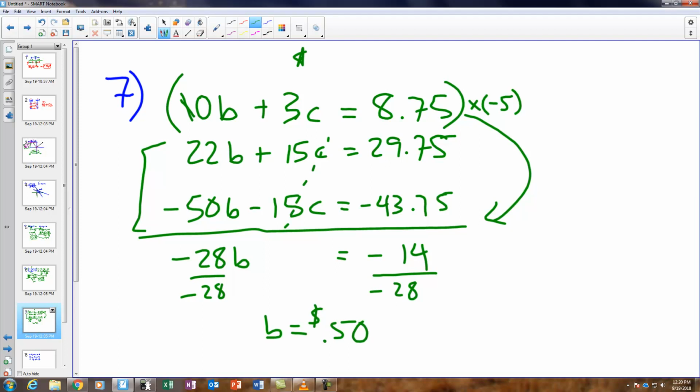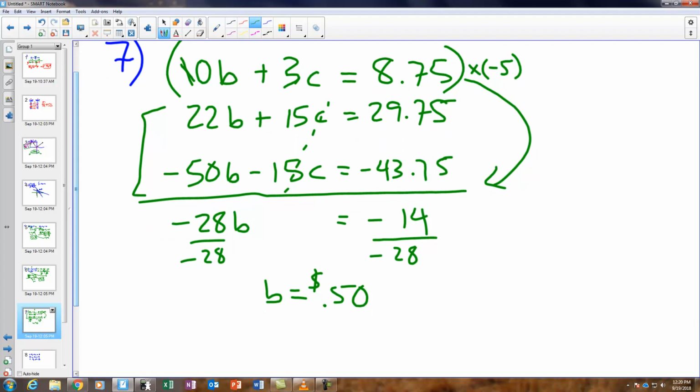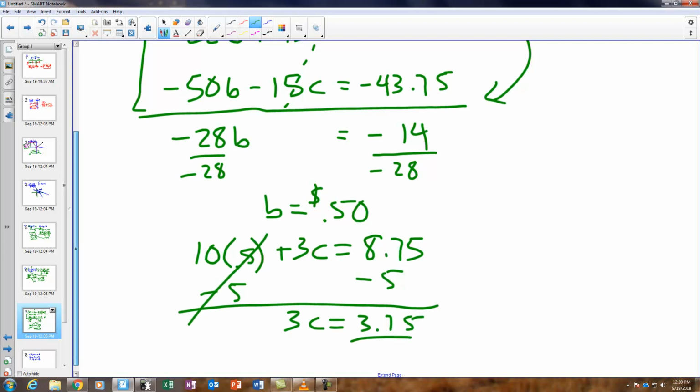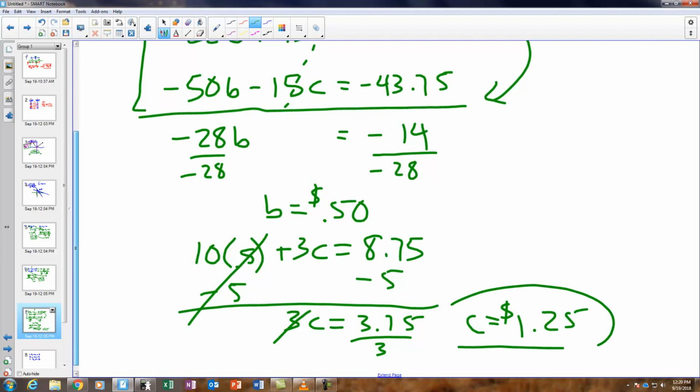To figure out how much a cupcake costs, I'm going to take that information back in the top equation. That's 10 times b, which is 0.5, plus 3c equals 8.75. 10 times 0.5 is 5, so I'm going to minus 5 from both sides. That should give me 3c equals 3.75, and when I divide, c, the cupcake, is $1.25. So there's the price of the cupcake and the price of the brownie.